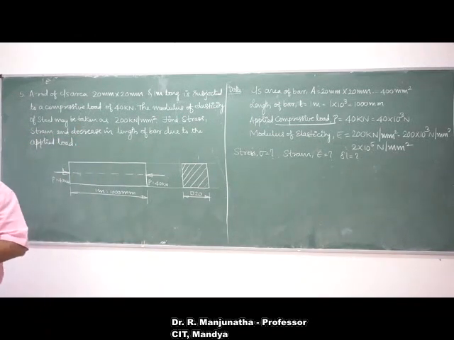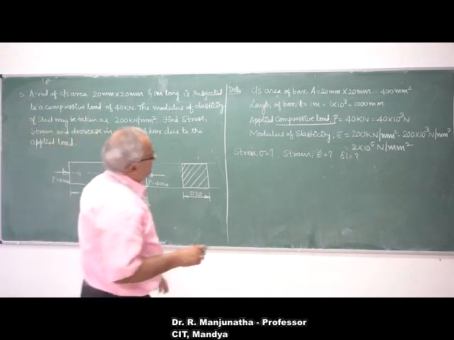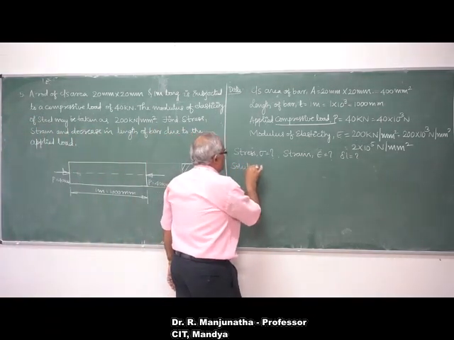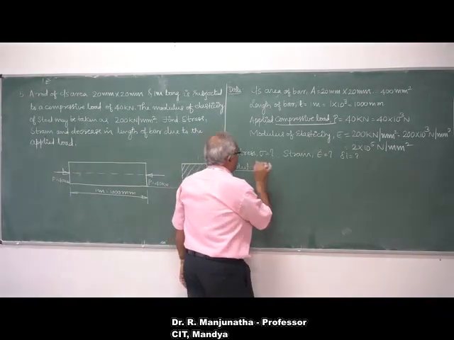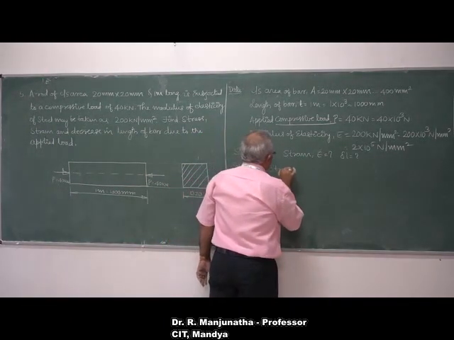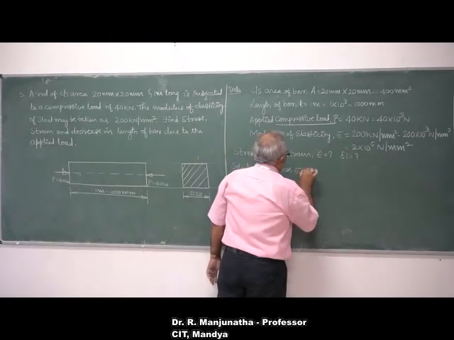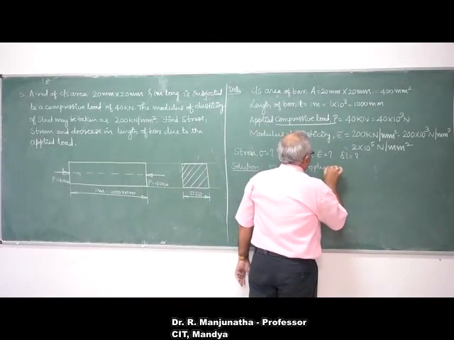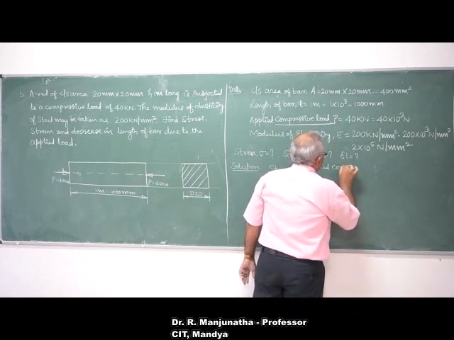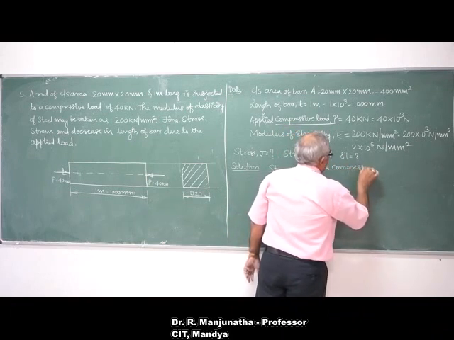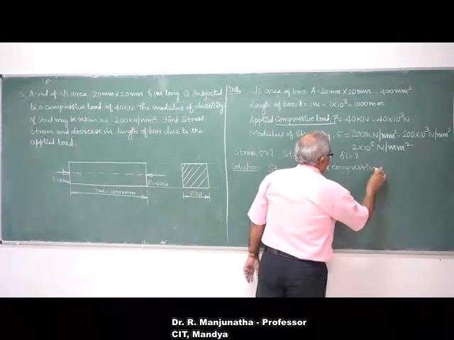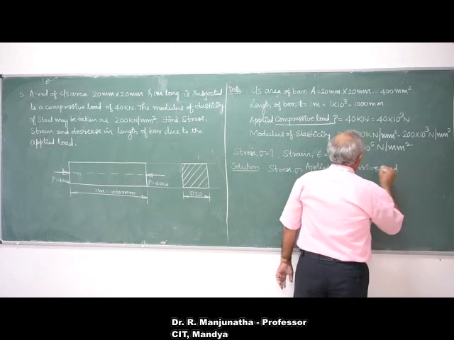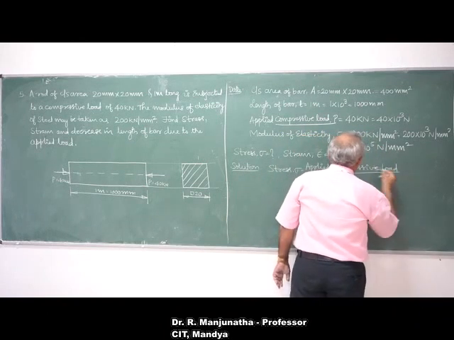First, we are going to find out the stress. So the solution is: stress is given by sigma, which is the applied compressive load divided by the area of cross section of the bar.